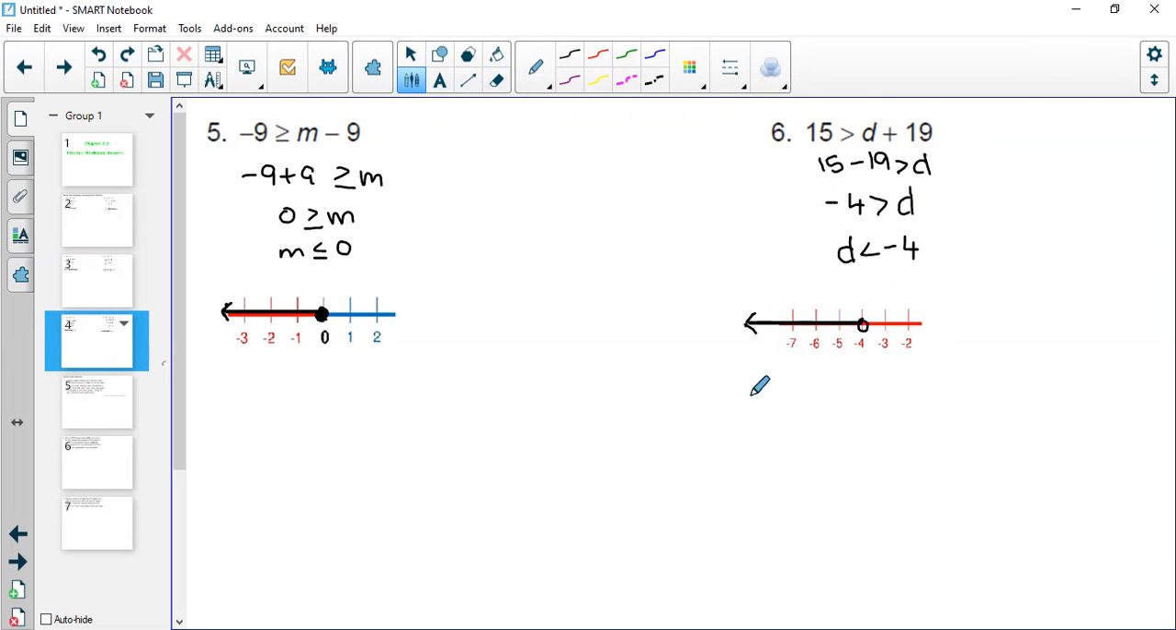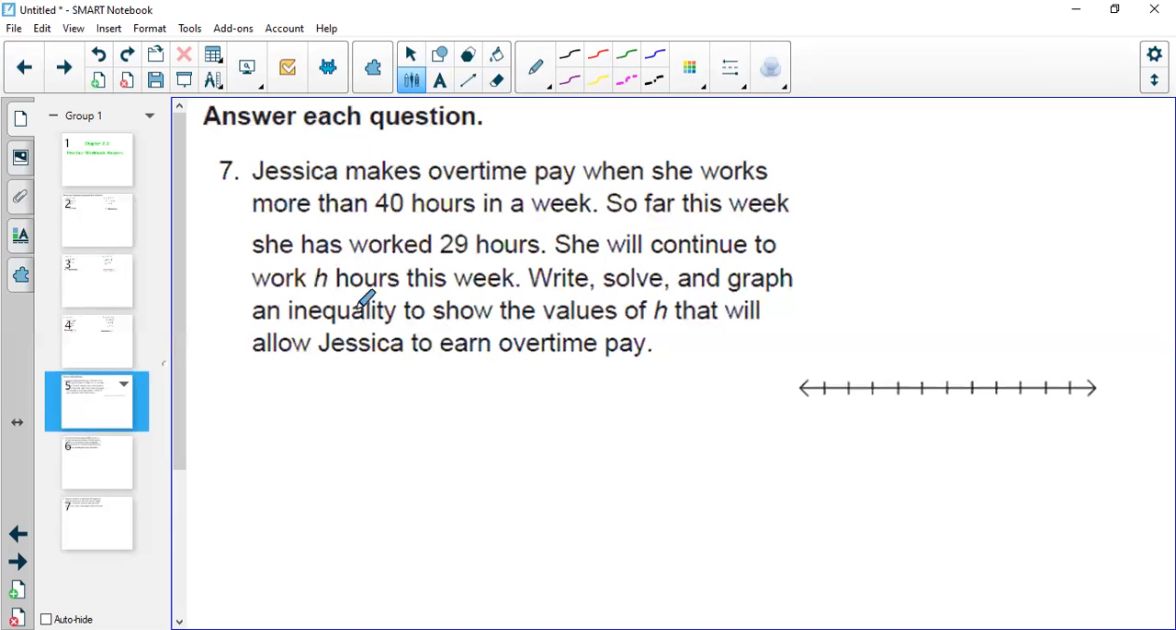So there you go. You're done with almost 3/4 of the homework within minutes, right? Because it's easy. Right, let's discuss these problem solvings. Jessica makes overtime pay when she works more than 40 hours. So always keep in mind you need to underline the keywords or the important words.